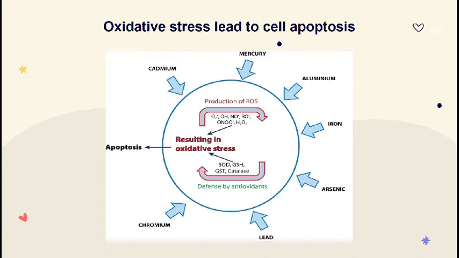Next is the diagram. So from this diagram, we can see heavy metals such as cadmium, mercury, aluminium, iron, arsenic, lead, and chromium can cause the ROS level to increase and disrupt the defense mechanism by antioxidants, which causes oxidative stress and eventually leads to cell apoptosis.